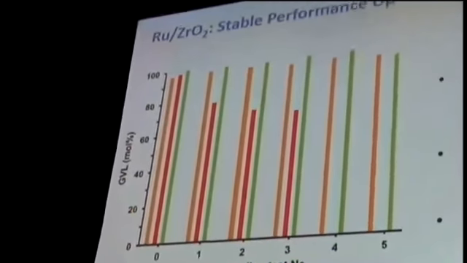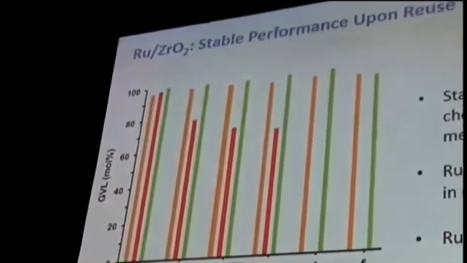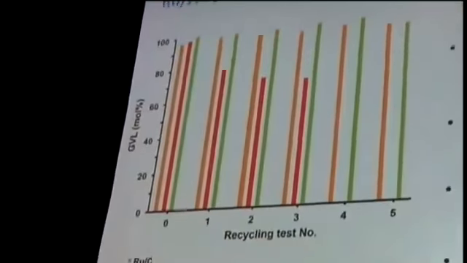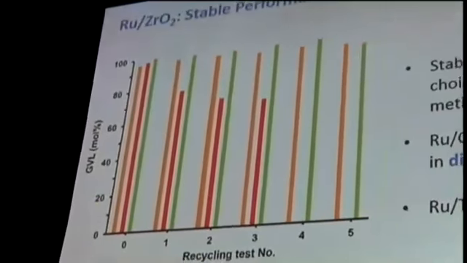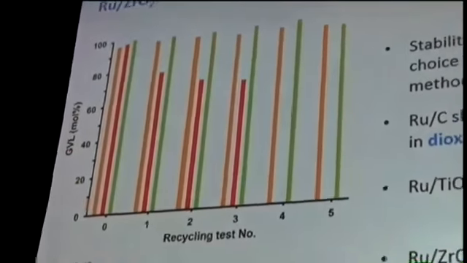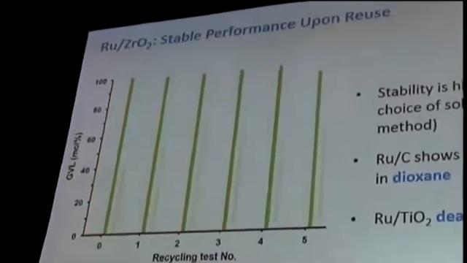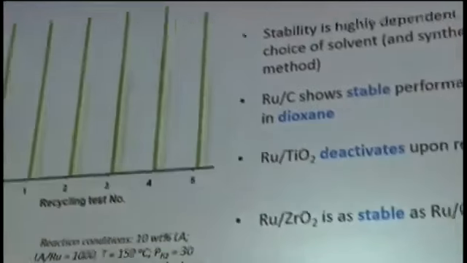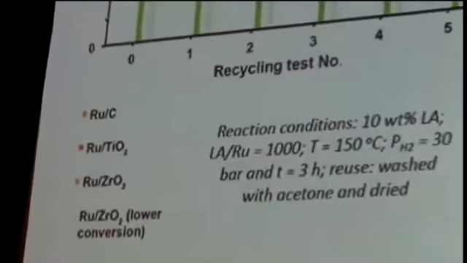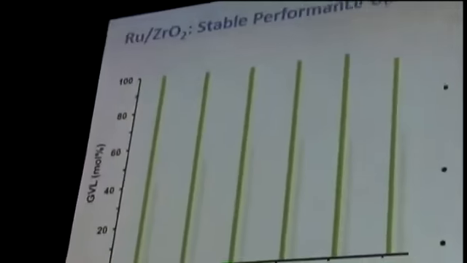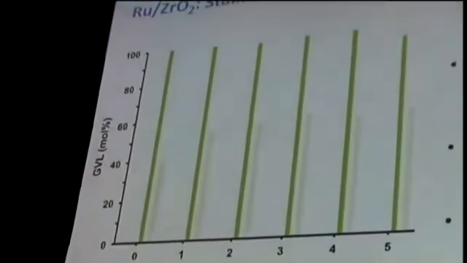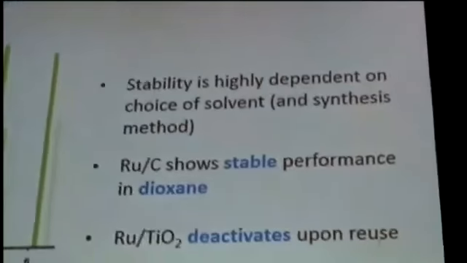Actually we have a little bit of loss of activity after the 5th recycle, but this is due to accumulation of coke on the catalyst, which we can easily burn off, and then we restore our activity again. We also run this reaction, of course, at lower conversion levels to show you that we really don't have any deactivation, and upon 5 times reuse we still have the same selectivity and the same activity as at the beginning. So carbon is stable, zirconia is stable, but titania is not.